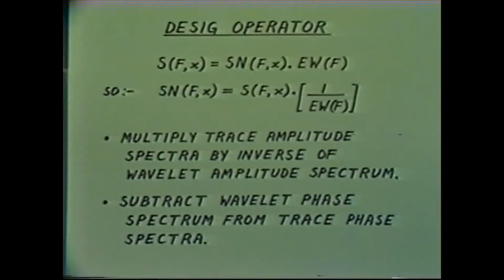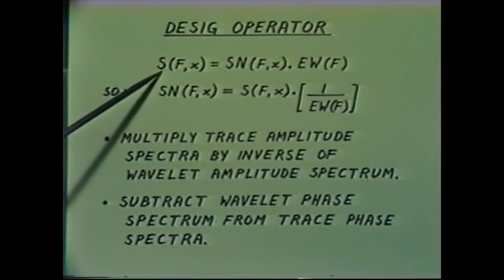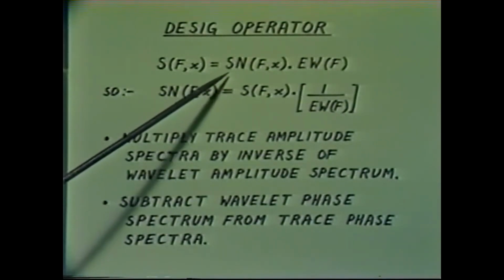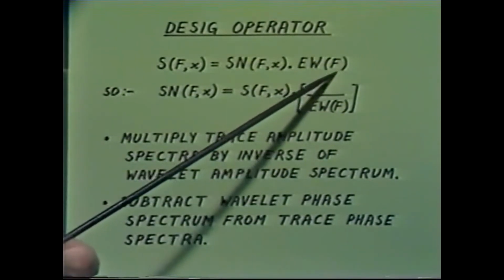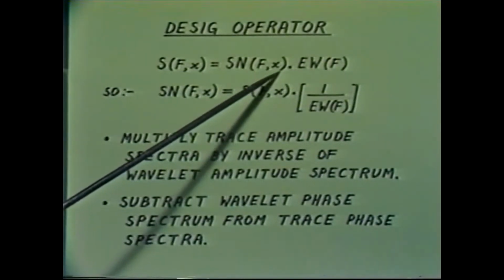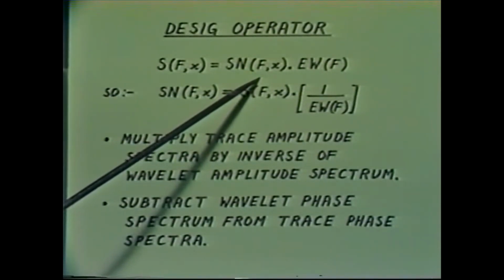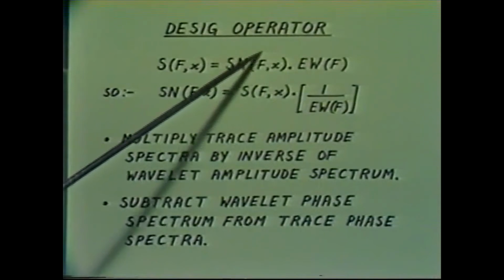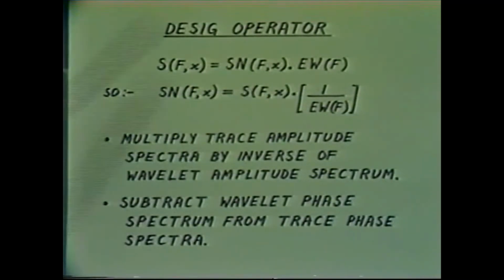Now, looking at how we use the effective wavelet in Designature, it's summarized by these equations. From the point of view of the frequency domain, a simplified model says that the frequency spectrum of the record, the input record, is the result of the multiplication of the frequency spectrum of the effective wavelet and the frequency spectrum of our wavelet, our record SN, which, remember, is the thing we're trying to find after designature.